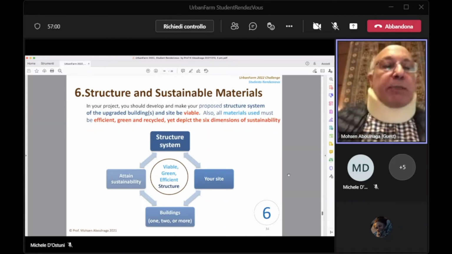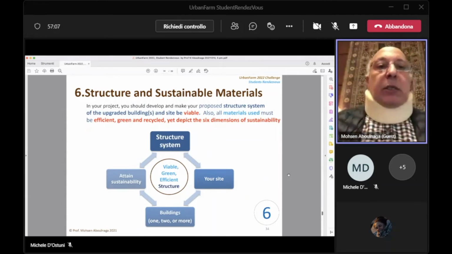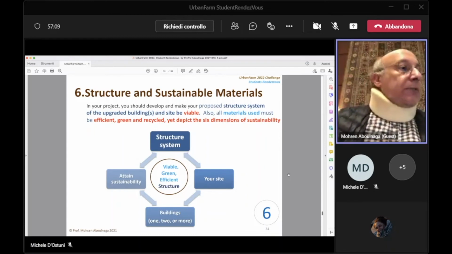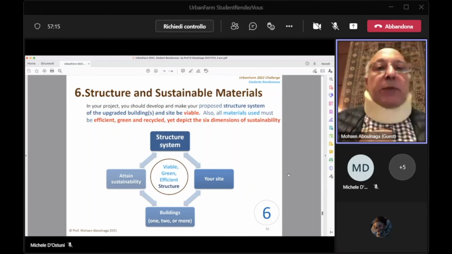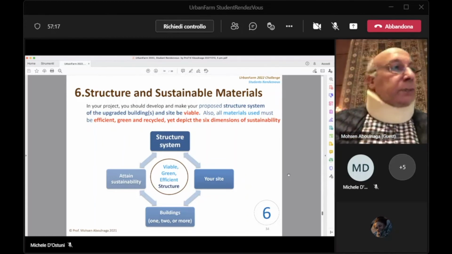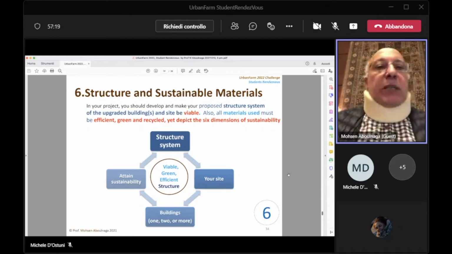Some projects in the previous year did not highlight how they did the structure and the material. They failed to give details about that. Your site, buildings, one or two or more, depending on your site, to attain sustainability. And that will enable you to create a viable, green, efficient structure. How are you going to do that? Next slide, please.